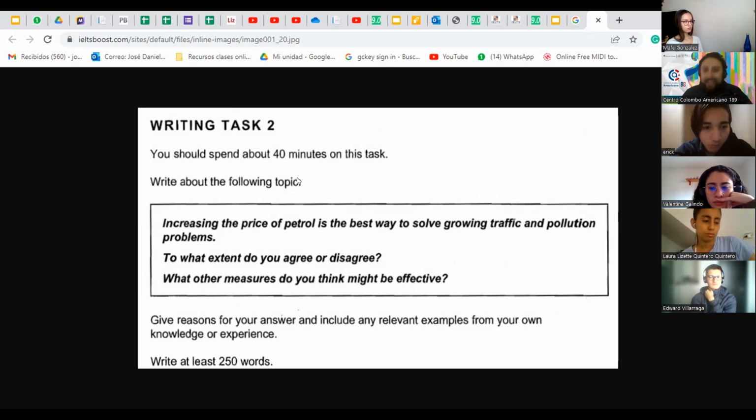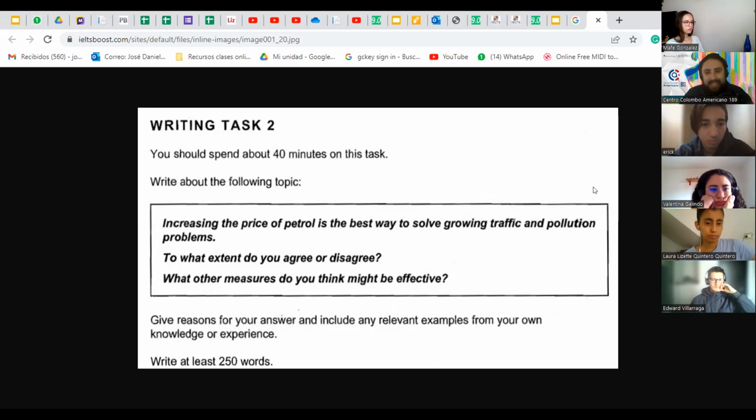That's easier said than done, particularly if you are not used to writing that kind of text all that much. What you get is pretty much this. Write about the following topic. Increasing the price of petrol is the best way to solve growing traffic and pollution problems. To what extent do you agree or disagree? What other measures do you think might be effective?